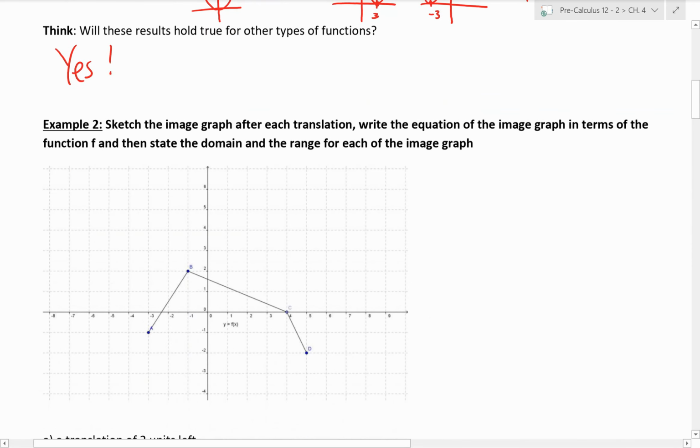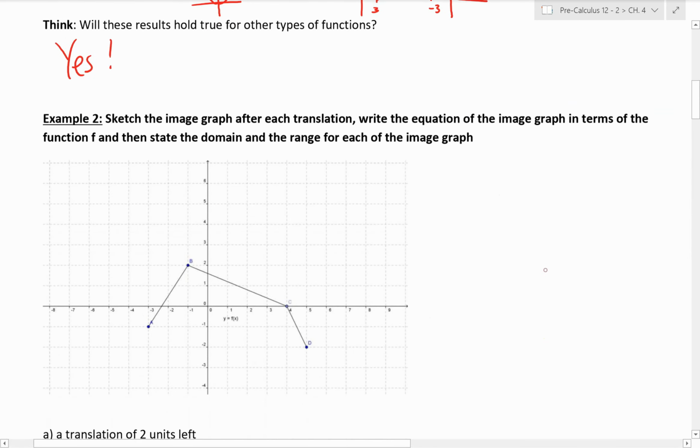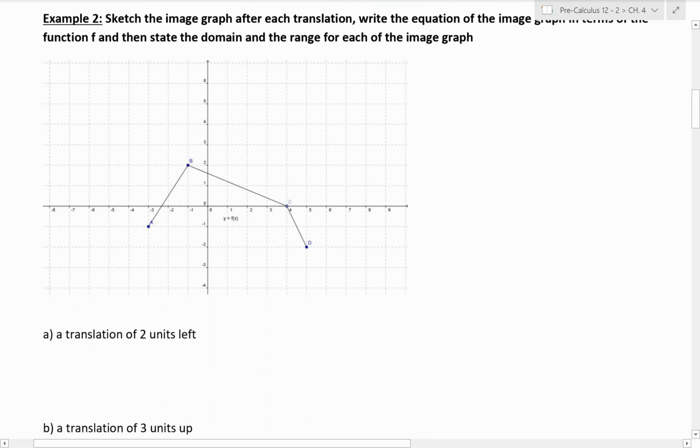Okay, so now let's look at the example. I don't know why it says example 2. This should be example 1. Sketch the image graph. Image graph means the graph that's being translated or moved or transformed. It doesn't have to be translated, it could be expanded or compressed. Sketch the image graph after each translation. Write the equation of the image graph in terms of the function f, and then state the domain and range of each image graph.